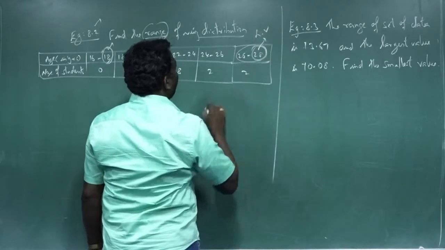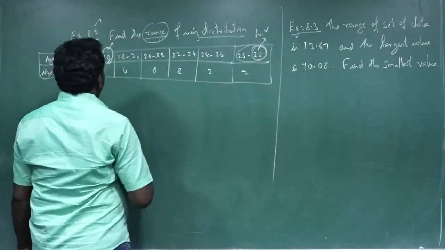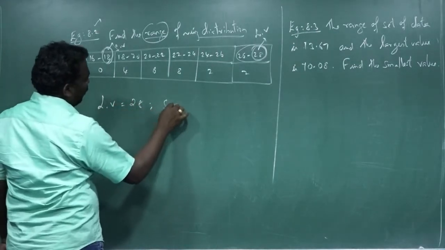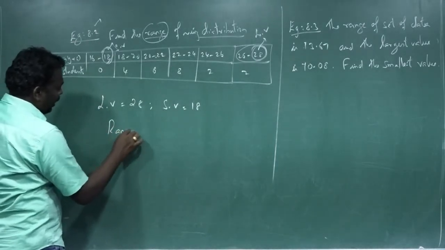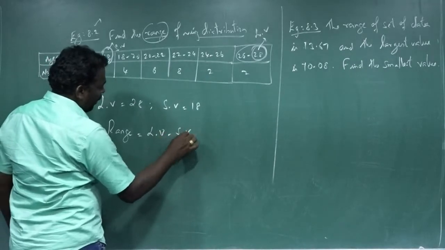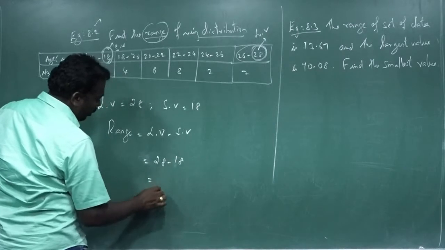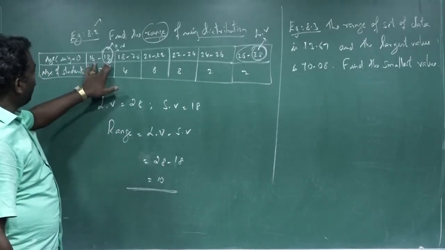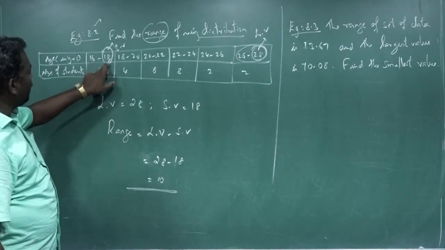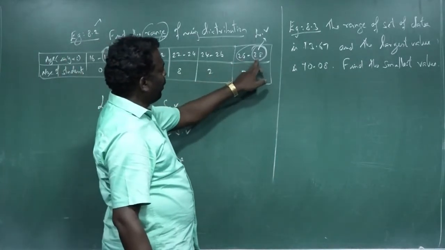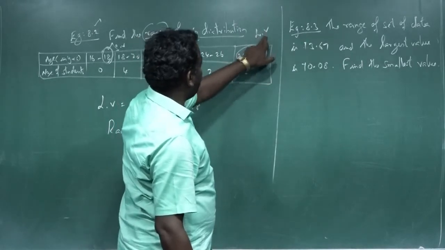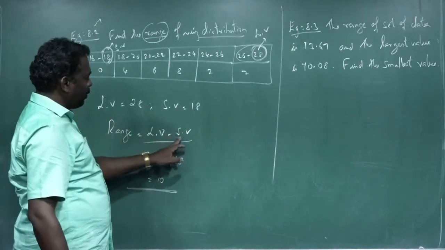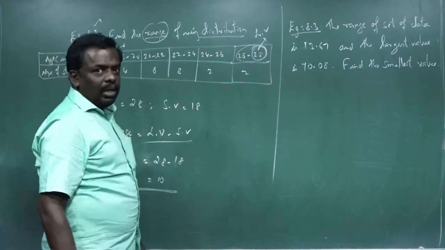Therefore the largest value is 28 and the smallest value is 18. The range equals the largest value minus the smallest value, so 28 minus 18 is 10. Therefore the range of the given distribution is 10. From the given interval data, the lowest interval is 16 to 18, so we take 18 as the smallest value. The highest interval is 26 to 28, where the maximum value is 28. The range is 28 minus 18, which is 10.